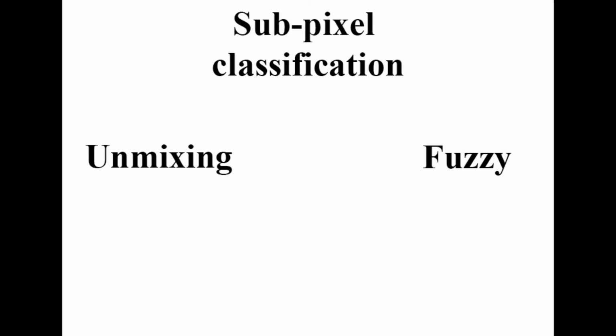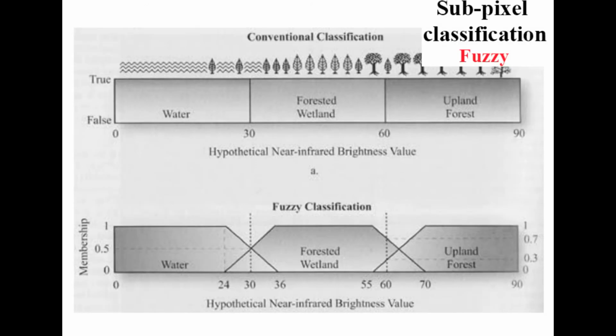And in fuzzy subpixel classification, which is our final slide, we would account for gradual transition between cover types rather than precise, distinct boundaries. You can see that in this slide right here. In the topmost view, you can see conventionally in classification, it's either false or true. So it either definitely is water, or definitely is forested wetland, or definitely upland forest. It can't be any of the other two. It can only be just the one.